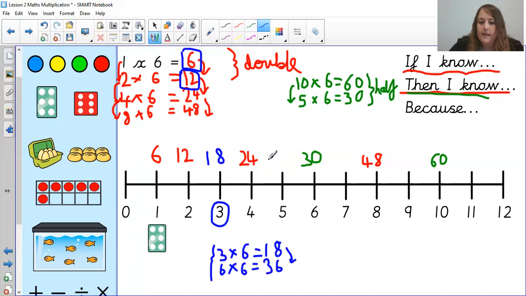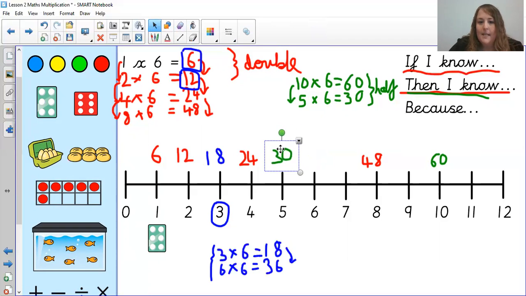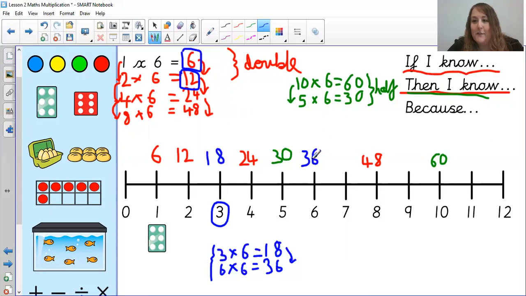So I've doubled my answer, and I can go back to, oh, Miss Fowler's made a mistake. Who can notice the mistake Miss Fowler has made? Because I actually popped that answer in the wrong place. That should have been on my 5 times. And now my numbers will work much better when I know that 6 times 6 is 36 over here. A huge well done if you spotted that mistake, because even us adults make mistakes too. So I can make sure that it's in the right place now.